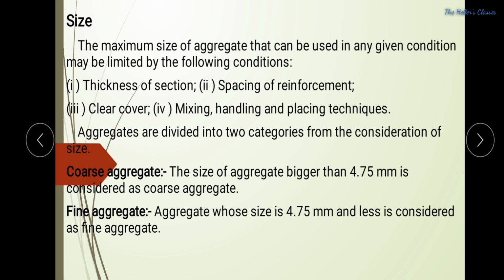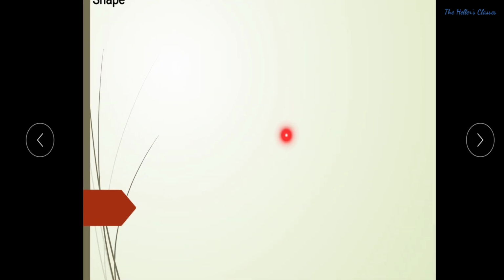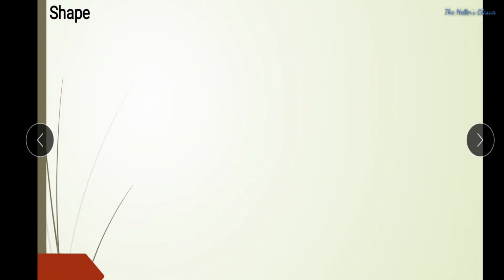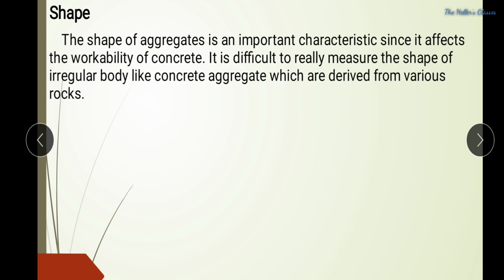So the sizes, basically we have only two categories, coarser and finer. The particle size which is greater than or equal to 4.75 mm, that is coarser aggregate. Less than 4.75 mm, we generally consider these aggregates as fine aggregates. One of the basic examples is sand. Sand is a fine aggregate in general. The granite rocks, whatever coarser particles we are using for concrete making, are generally considered as coarser aggregates.